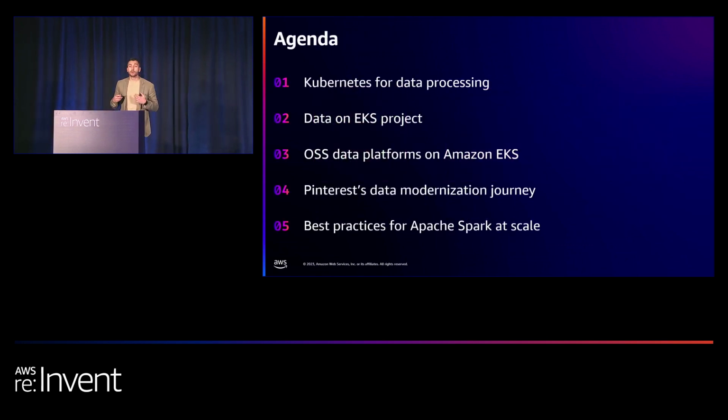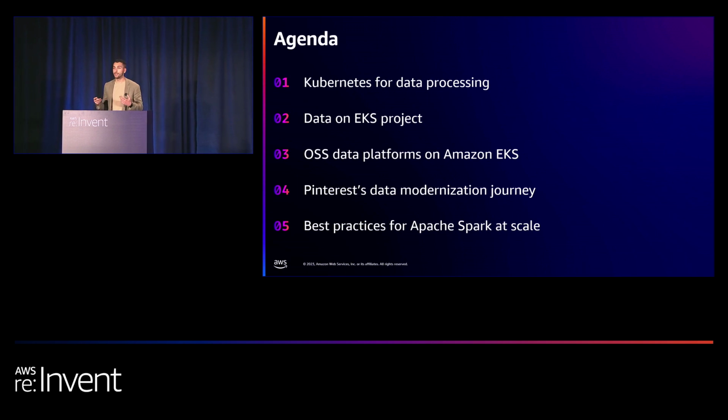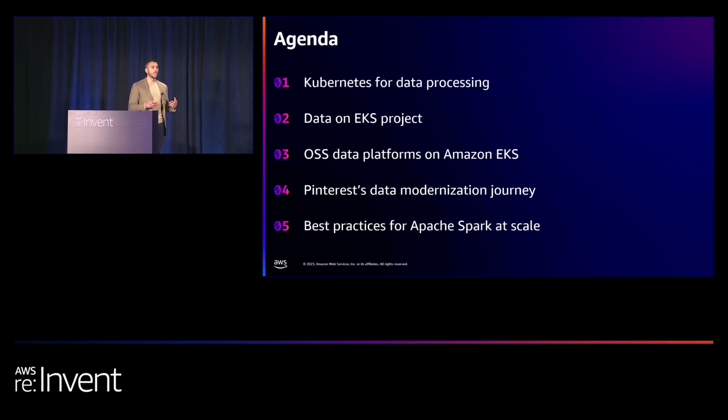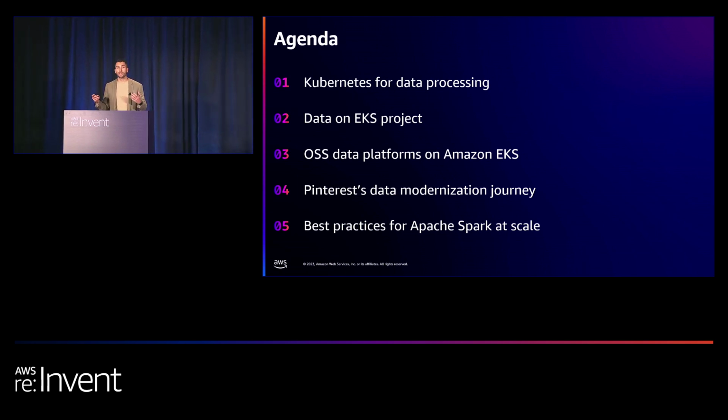So today, I'm going to talk about Kubernetes for data processing, and then use that as a segue into what we've built at AWS that we call our Data on EKS project. I'm then going to hand over to Vara, who's going to talk briefly about open source data platforms on EKS, and then Som is going to share with us the modernization journey that he's been a part of with Pinterest as it relates to their data processing. And then finally, Vara is going to come back and talk about some best practices for running Apache Spark at scale.